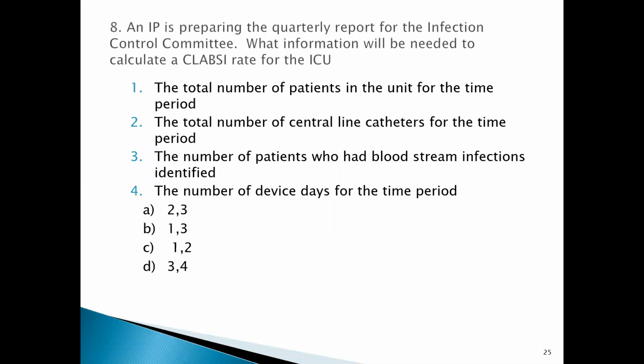An IP is preparing the quarterly report for the Infection Control Committee. What information will be needed to calculate a CLABSI rate for the ICU? 1, the total number of patients in the unit for the time period. 2, the total number of central line catheters for the time period. 3, the number of patients who had bloodstream infections identified. And 4, the number of device days for the time period. A is 2 and 3, B is 1 and 3, C is 1 and 2, and D is 3 and 4.